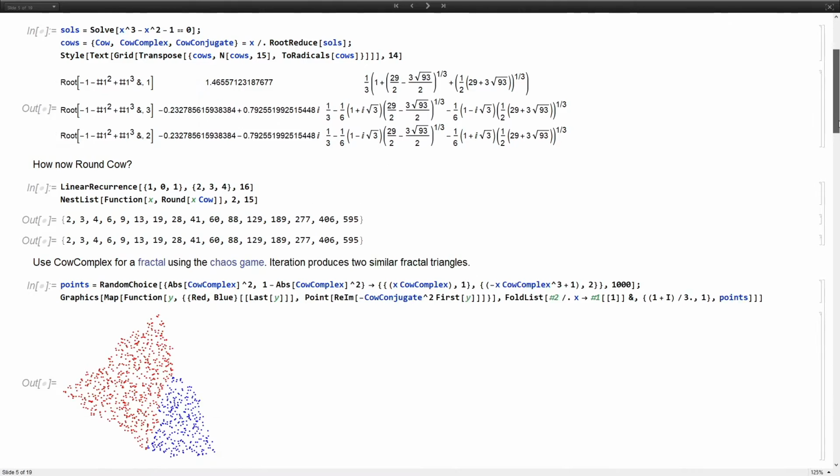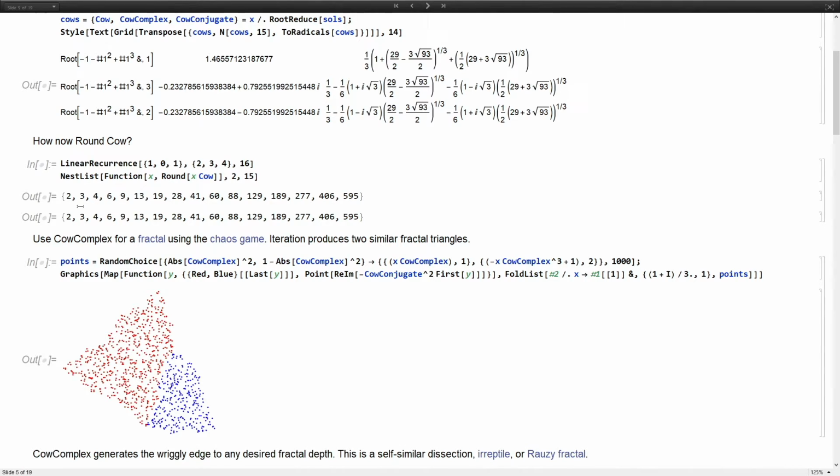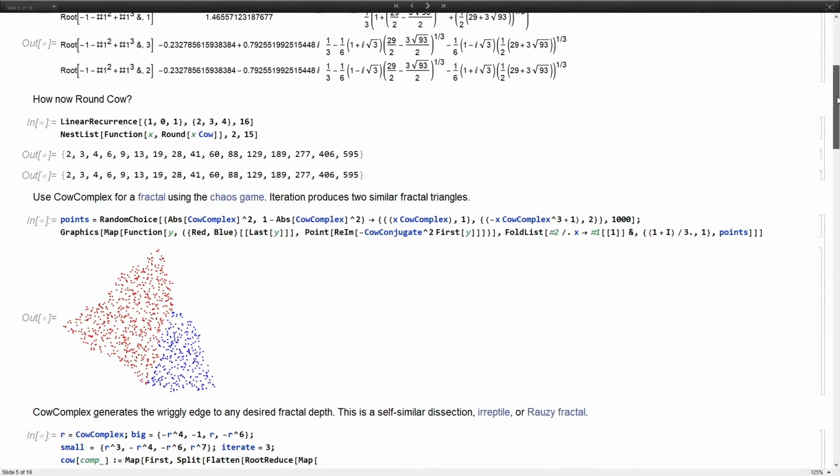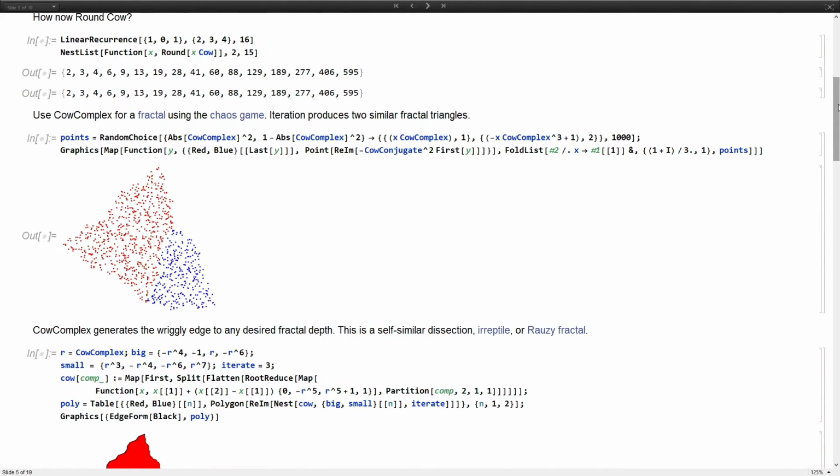So if you take it as a linear recurrence, you get the number of cows. This is the Narayana cow sequence. And if you round cow, you get the same sequence. Now, if you do something called the chaos game, where you use the complex values as directions and you pick them at random, you wind up getting this distribution of points when you play the game, and you wind up getting these fractal triangle-like objects.